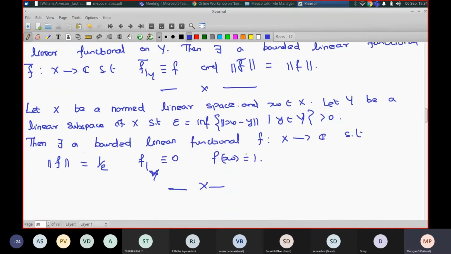Okay, so there is another version of the Hahn-Banach theorem. Let X be a normed linear space and x naught belongs to X. Let Y be a linear subspace of X, and take epsilon equal to the infimum of the distance from x naught to Y, which is greater than 0. Then you can find a bounded linear functional F from X to C such that the norm of F is 1 by epsilon, F restricted to Y is 0, and F of x naught is equal to 1. You can choose such a bounded linear functional. Okay, this is very easy.